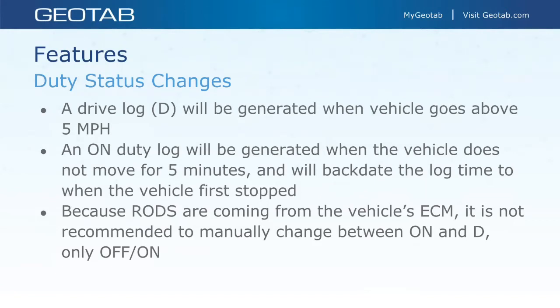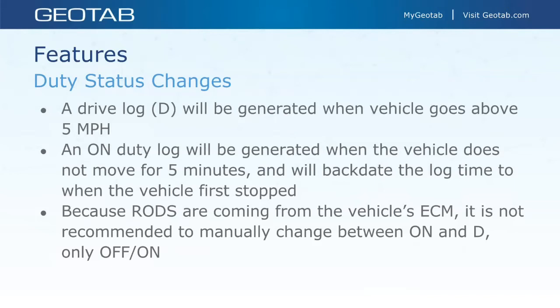And it will backdate the log time to when the vehicle first stopped. So I'm driving down the road, I'm in a drive status at 1 o'clock, I stop my vehicle. At 1:05, it's going to change me from drive to on, but it's going to backdate that to 1 o'clock, to when I actually stopped. Again, there's no need for the driver to reach out and hit drive, hit on. It's all going to happen automatically.